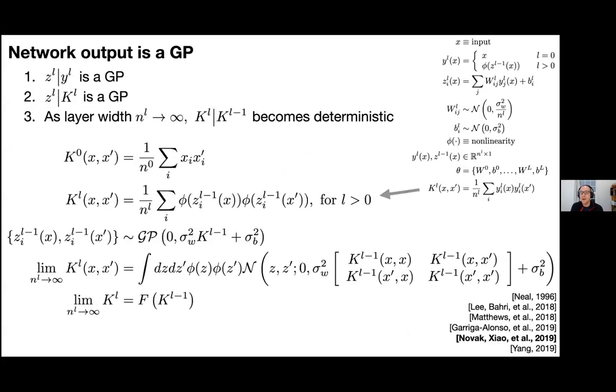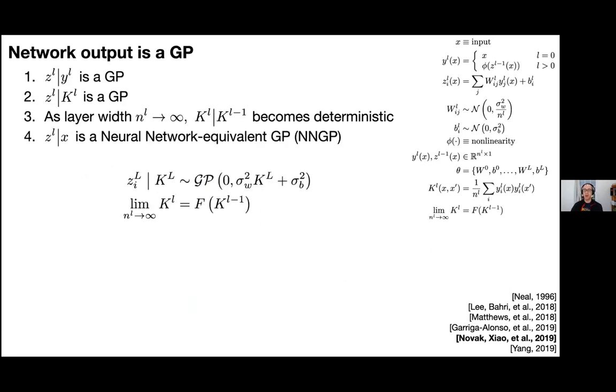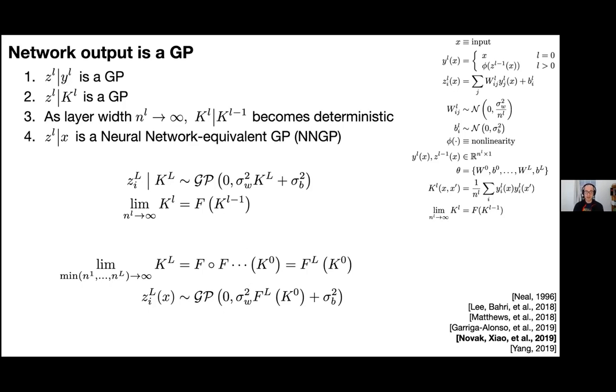Cool. So the last bit of this derivation sketch is just putting these pieces together. From point one, we know that the top layer logits, the outputs of the neural network, are Gaussian given the second moment matrix KL of the preceding activations. In turn, each of the second moment matrices KL is a deterministic function of the second moment matrix from the layer below. And so if you apply this recursively, the top layer logits are a GP conditioned on the second moment matrix of the inputs, and thus conditioned on the inputs.